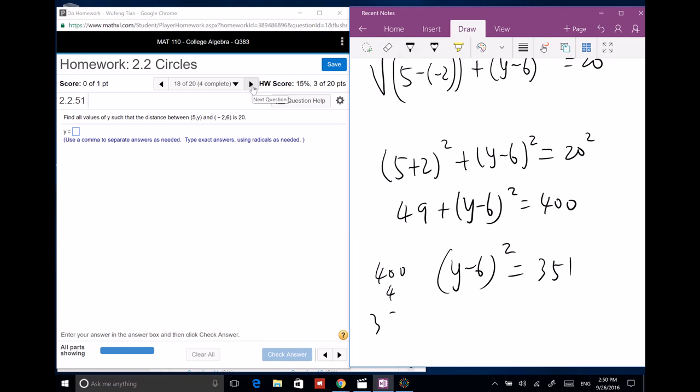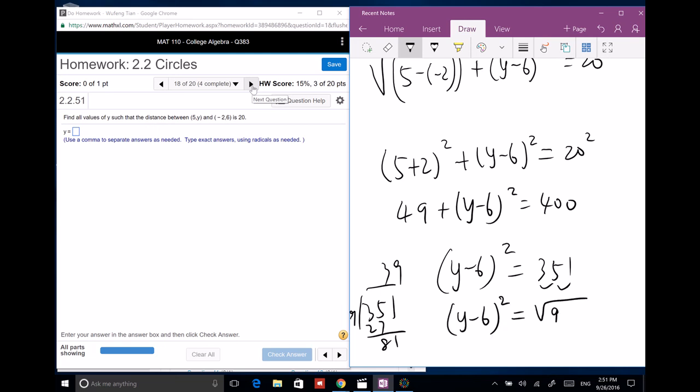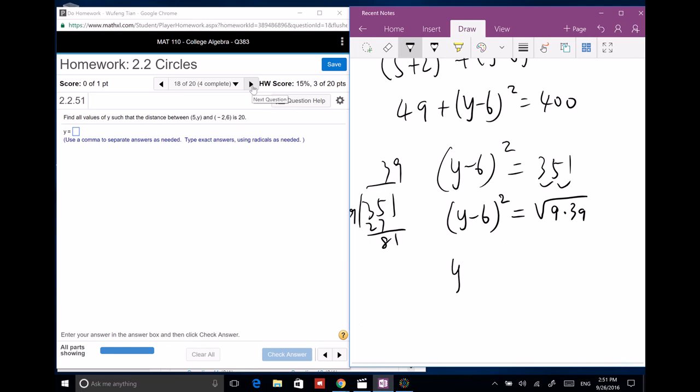And you have to take a square root. 5 minus negative 2, yes, and 20 squared is 400, yeah. Take the square root of 351, and use radicals as needed. So 351 divided by 9 is 39. Now (y minus 6) squared equals 9 times 39. Then you find that y minus 6 equals plus or minus 3 square root of 39. So y equals 6 plus or minus 3 square root of 39. Okay? That's your answer.